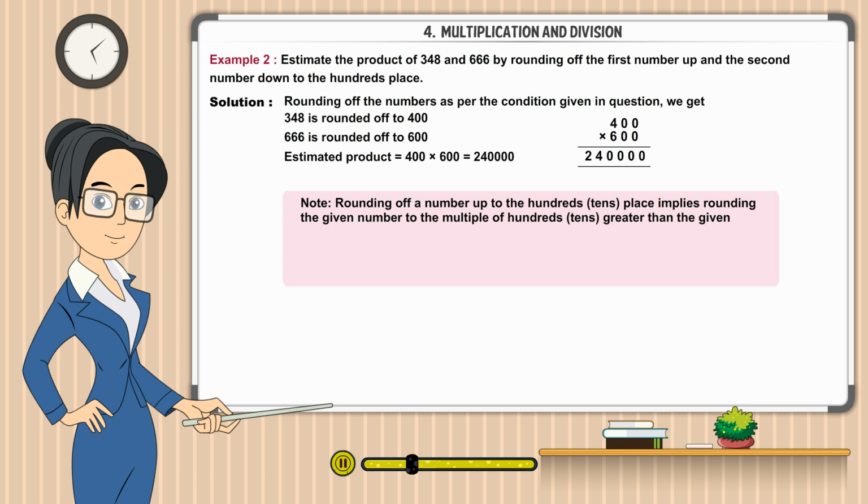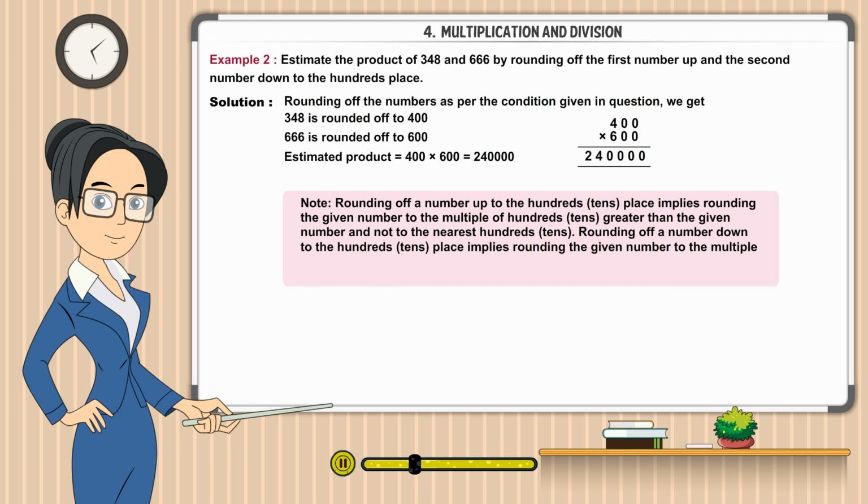Note, rounding off a number up to the hundreds, tens place implies rounding the given number to the multiple of hundred, ten greater than the given number, and not to the nearest hundred, ten. Rounding off a number down to the hundreds, tens place implies rounding the given number to the multiple of hundred, ten smaller than the given number, and not to the nearest hundred, ten.